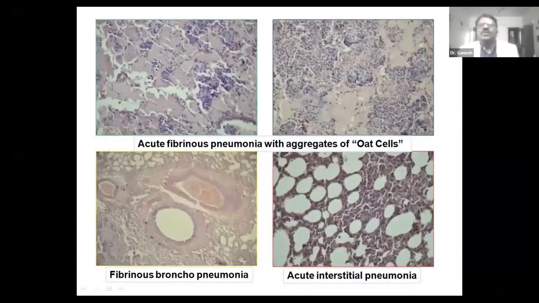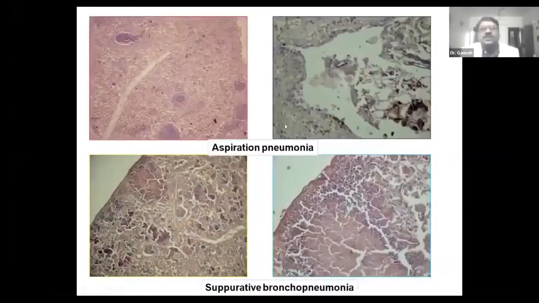Here also you can find these are all oat cells. This is the characteristic feature of Pasteurella pneumonia. Along with that, fibrinous bronchopneumonia and interstitial pneumonia are also there. In some cases, particularly in lambs, we find aspiration pneumonia. In some cases, there is suppurative pneumonia.